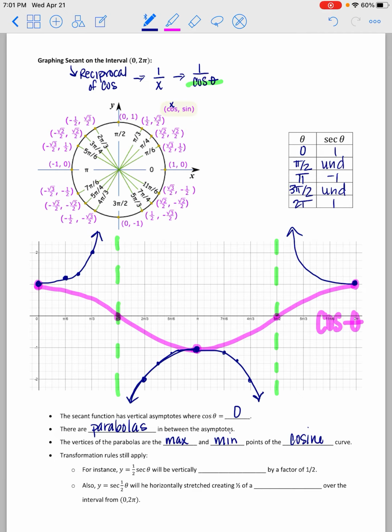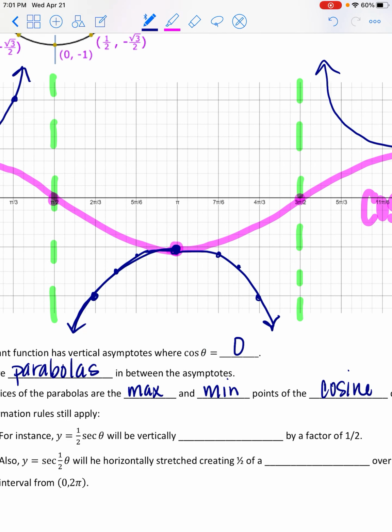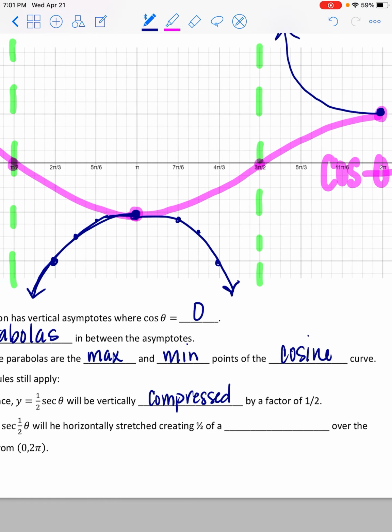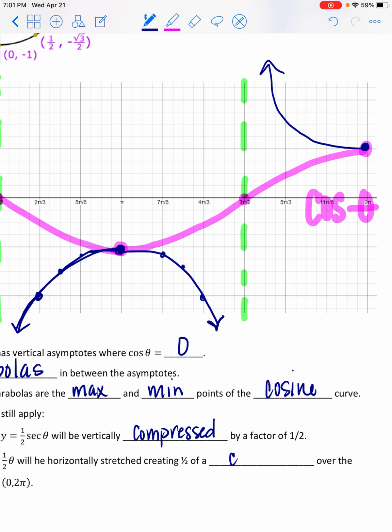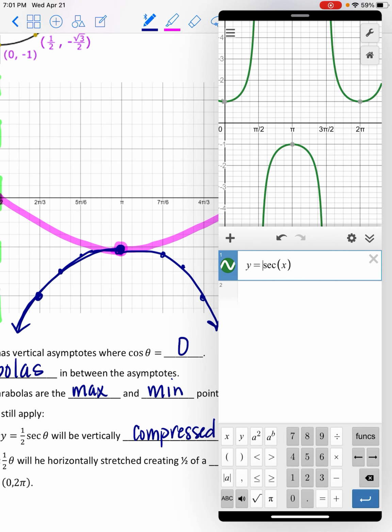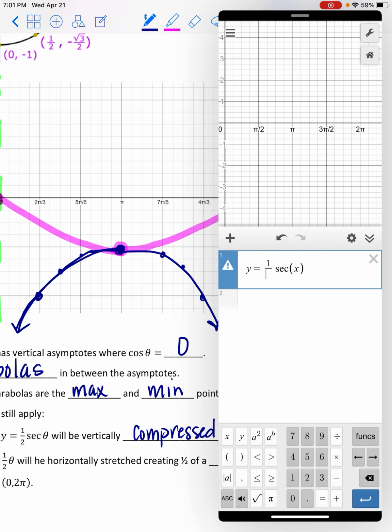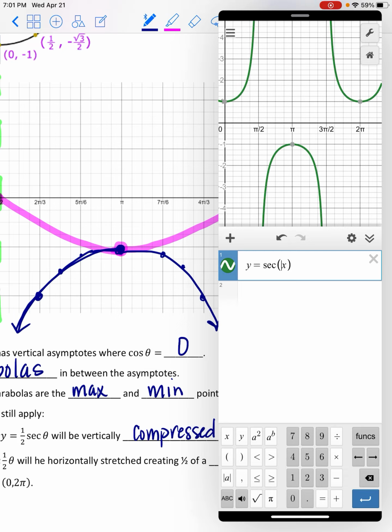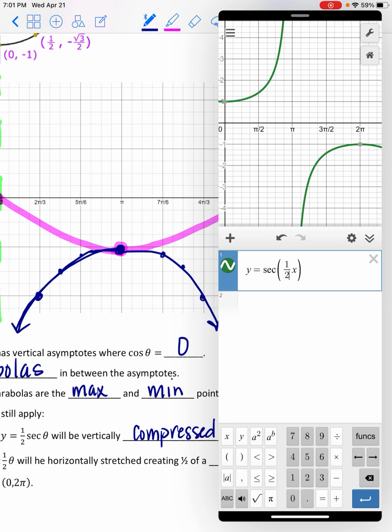Again, transformation rules still apply. So if I put a 1/2 in front, that's going to vertically compress. So I'd be compressed by a factor of a half. And if I stuck a 1/2 in there, it's going to horizontally stretch the graph, or basically make 1/2 of a cycle from 0 to 2 pi. And I'll show you. Let me put a half here. You're going to see some compressed parabolas. I don't know if you can tell the difference, but they're compressed. And then if I stick a 1/2 here, we're only going to see half of that picture, half of that cycle from 0 to 2 pi.